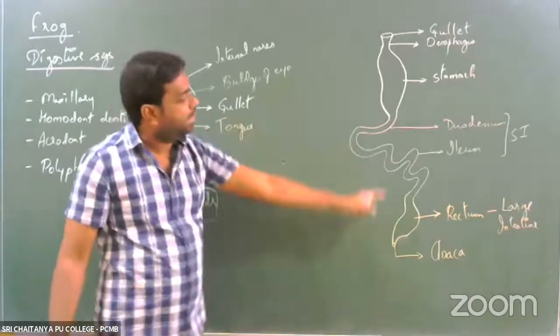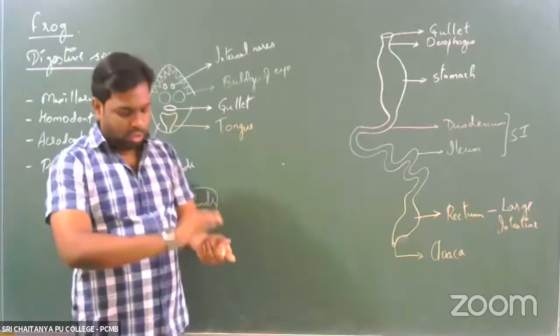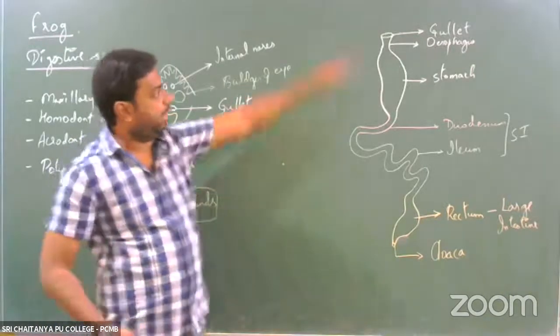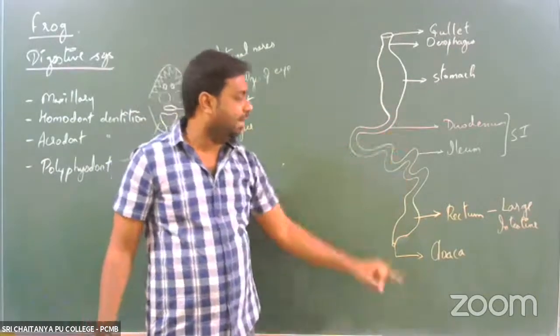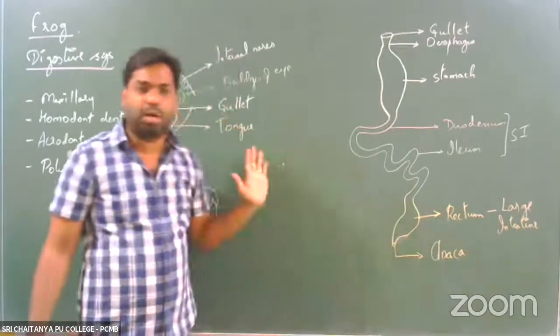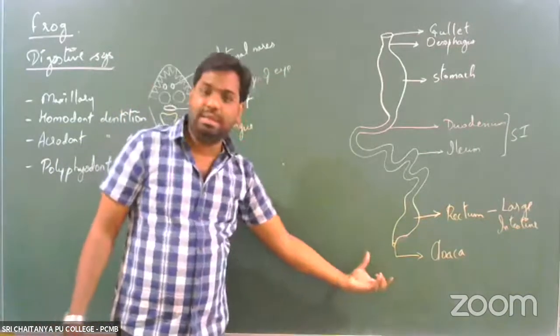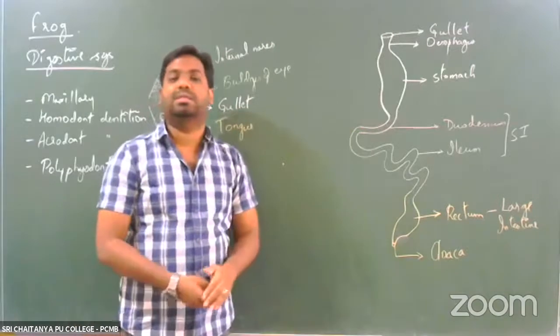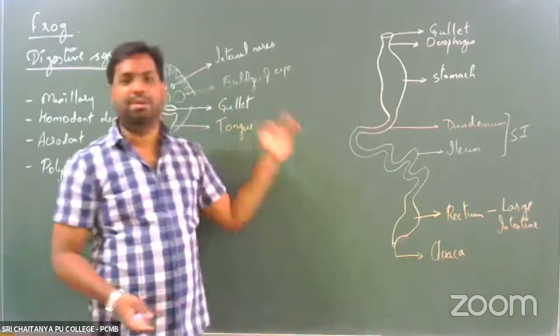Now this entire thing constitutes the alimentary canal of this particular organism. So the alimentary canal of the frog includes the gullet, the esophagus, stomach, the duodenum, ileum, the rectum, as well as the cloaca. So two separate openings. The first opening is the mouth and the second opening is the cloaca. Therefore, we would call such a digestive system one having a complete alimentary canal.